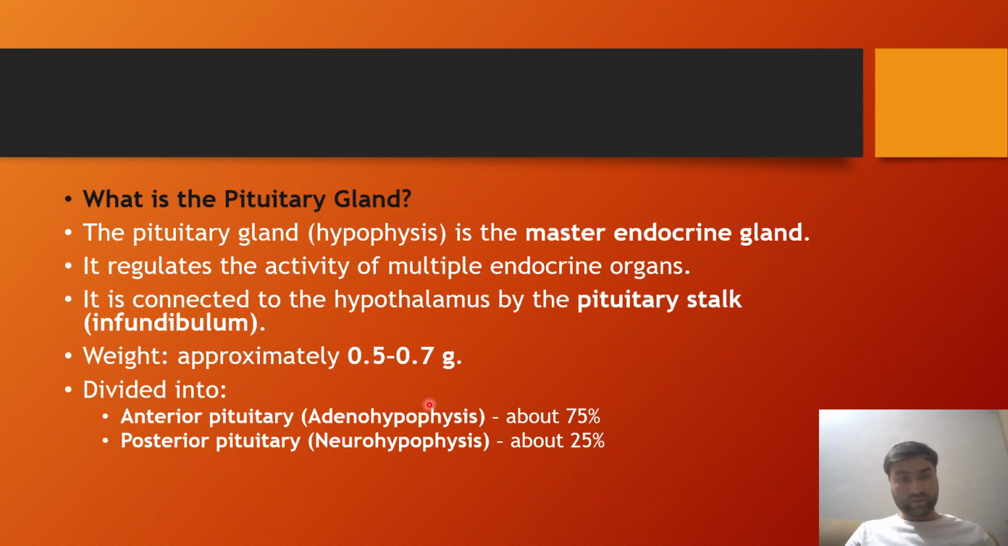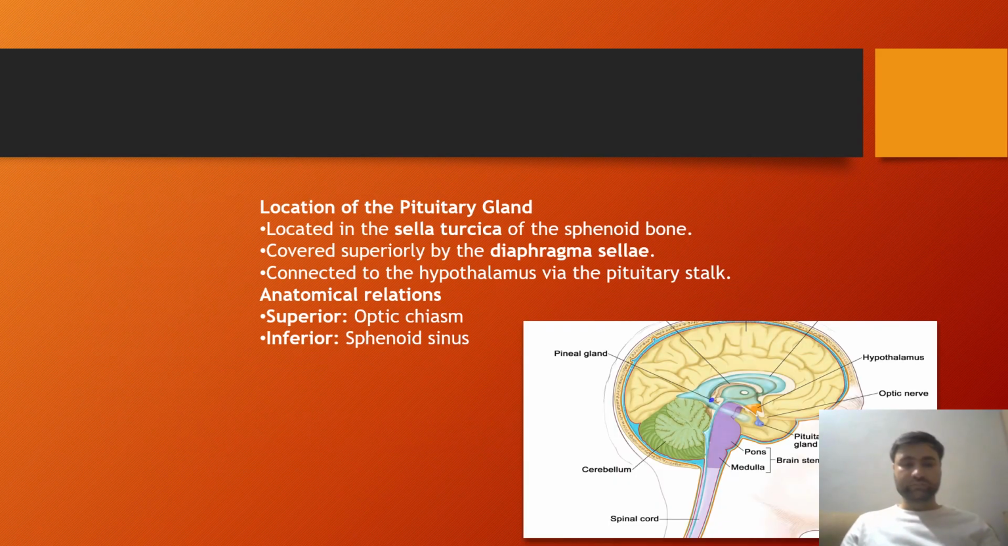0.5 to 0.7 gram. It has two main parts: anterior pituitary, also known as adenohypophysis, and posterior pituitary, which is also known as neurohypophysis. Actually, posterior pituitary does not make hormones, it only stores your hormones, which are antidiuretic hormone and also oxytocin. So what is the location of pituitary gland?